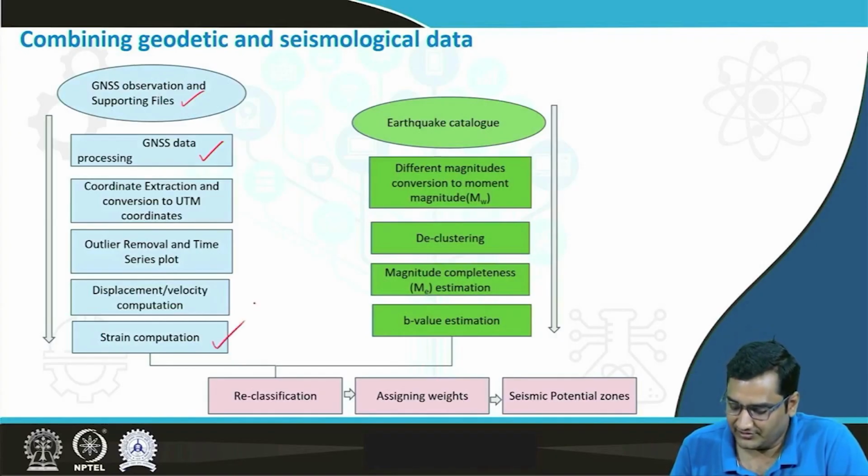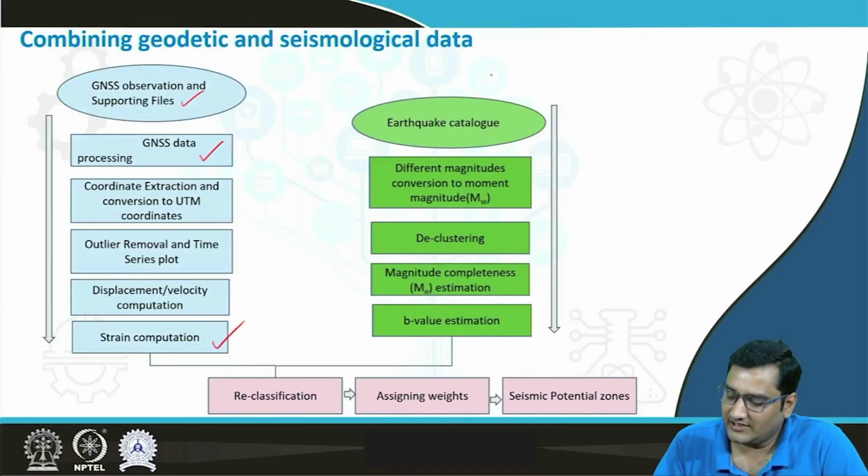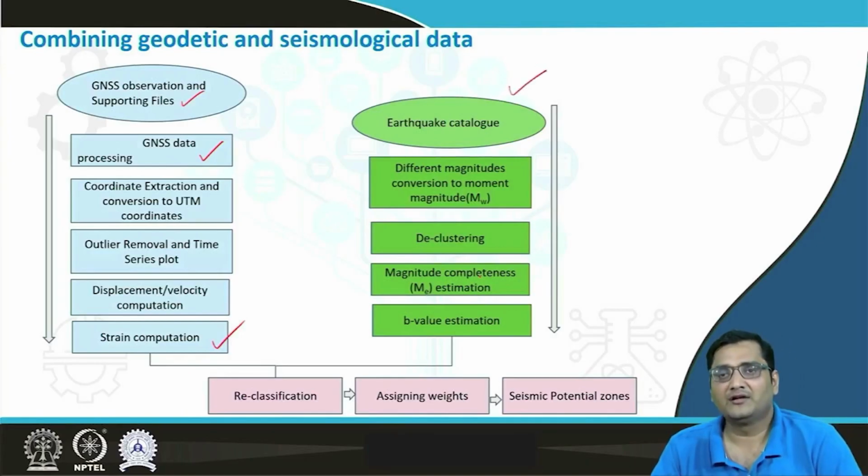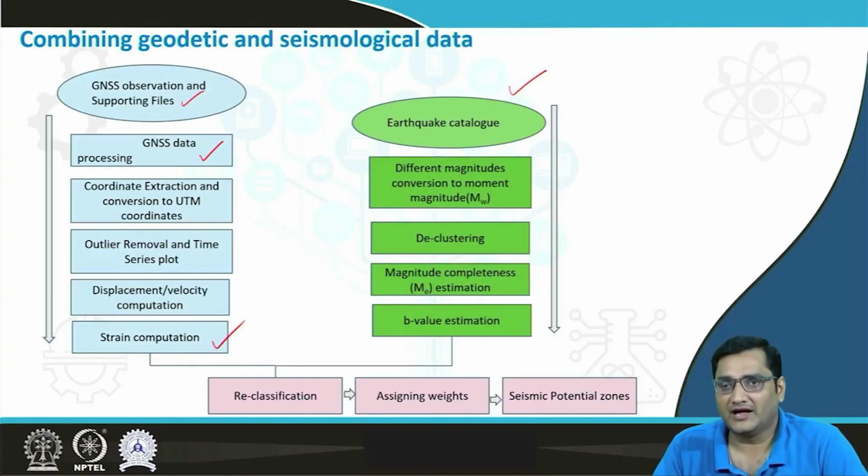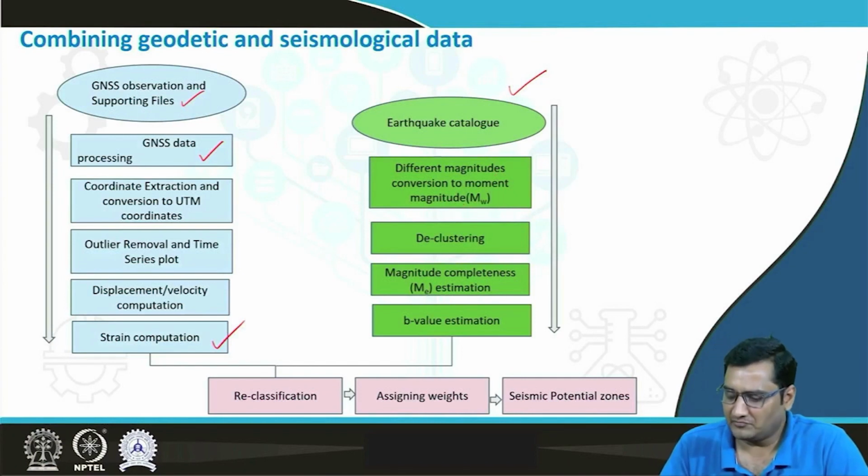strain computation. While on the other hand, for the earthquake data, we have an earthquake catalog. The earthquake catalog may consist of different kinds of magnitudes, such as the surface wave magnitude, local magnitude, body wave magnitude, coda wave magnitude, and maybe the moment magnitude. But the most suitable magnitude scale is the moment magnitude scale. So you will have to convert other magnitude scales available in the catalog to the moment magnitude scale, that is represented by M subscript w.